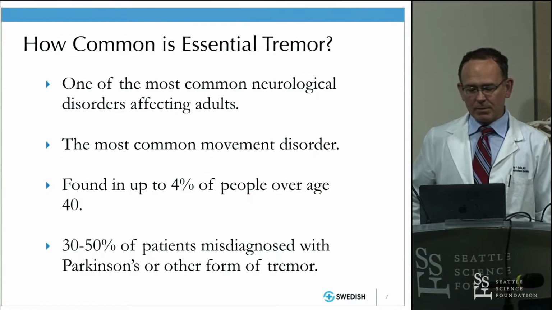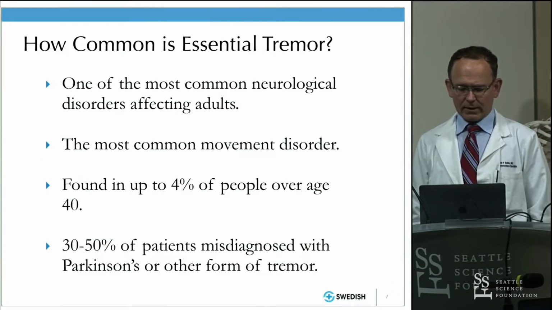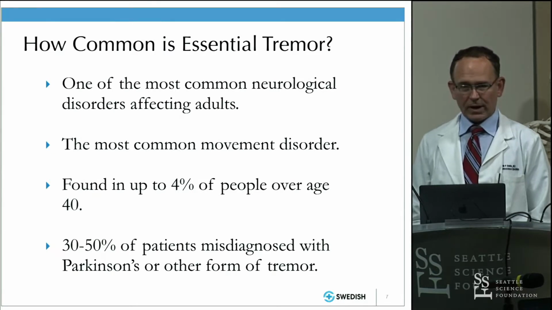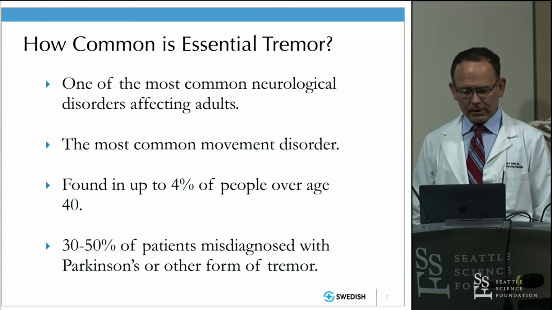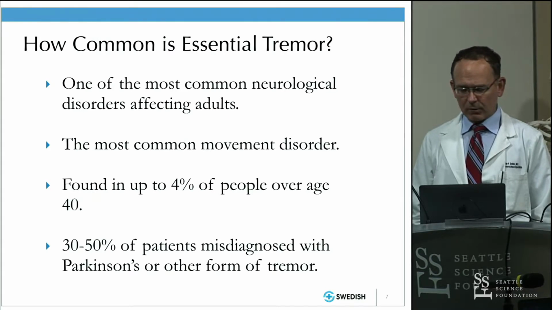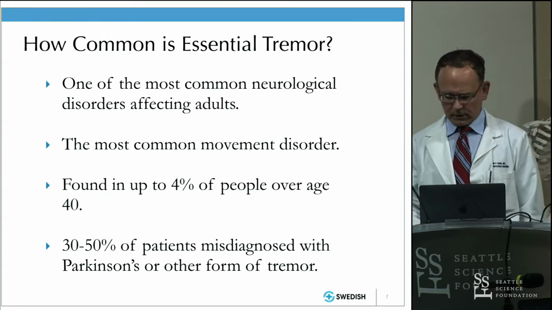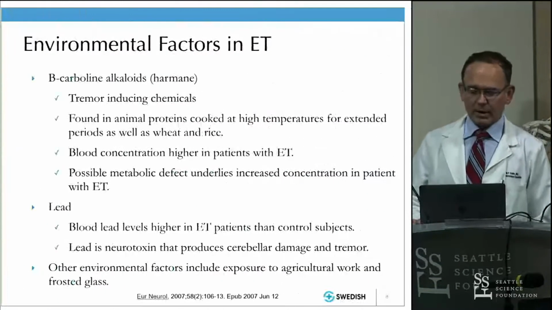It is the most common movement disorder, and it is shockingly present in up to 4% of patients over age 40. So that's really, really common. There is a very variable penetrance of the tremor, though. Most people have fairly mild tremor. Only a fraction of those 4% are really candidates for what I'm going to be talking about. And it is very, very commonly misdiagnosed as Parkinson's disease.